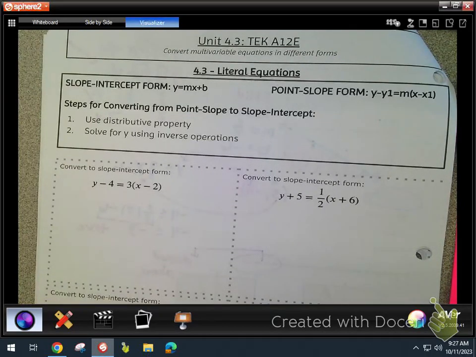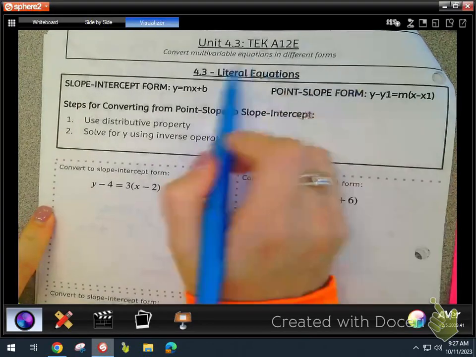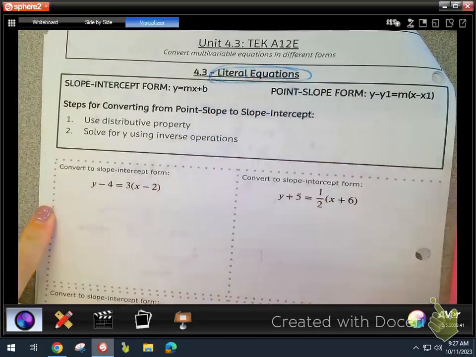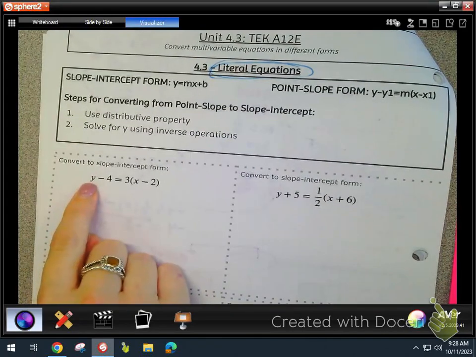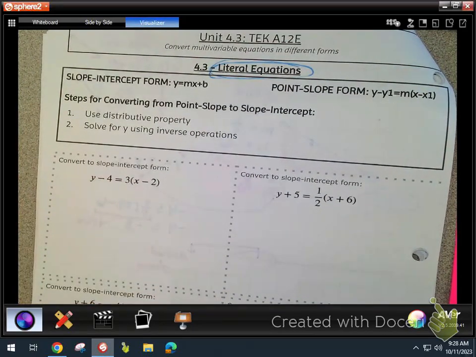Okay, technically this is also called a literal equation. That's a term we have to talk about, but really I just say converting because it's faster. A literal equation has more than one variable. If you look at all of your equations on this page, you're going to have a y and an x. You've got two variables. That's what classifies it as literal. You can have crazy formulas too, and we might see some of those before the STAAR, but we're going to focus on what's most important, and that's getting to slope-intercept form.